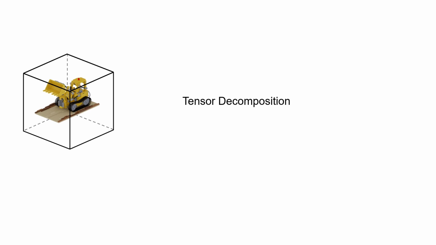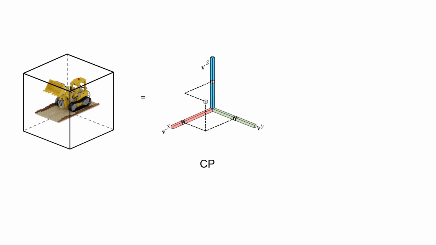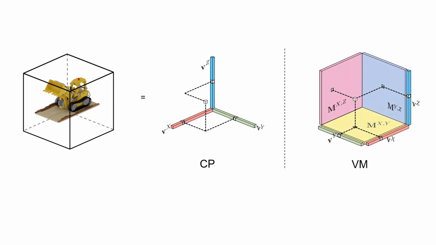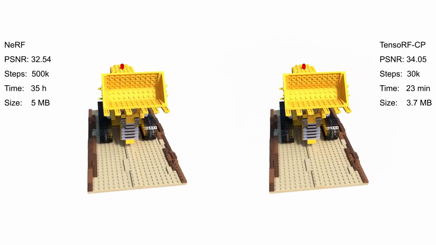In this work, we apply 2 decomposition techniques, including the traditional CP decomposition that factorizes a field into only vectors, and a novel vector matrix decomposition that factorizes the field into vectors and matrices as we showed earlier. In fact, by applying the traditional CP decomposition, we can already achieve efficient and high-quality reconstruction as shown here.